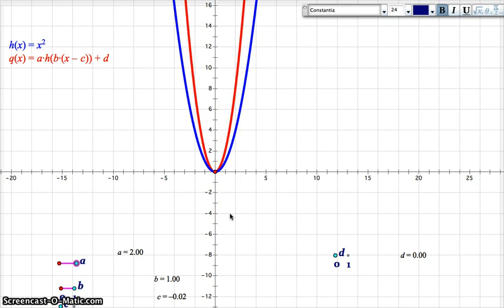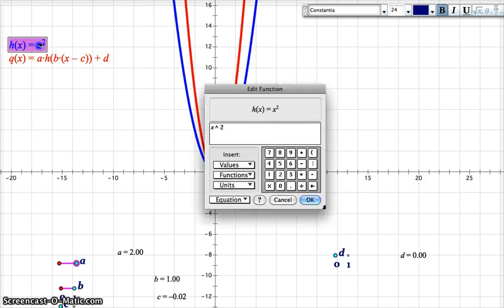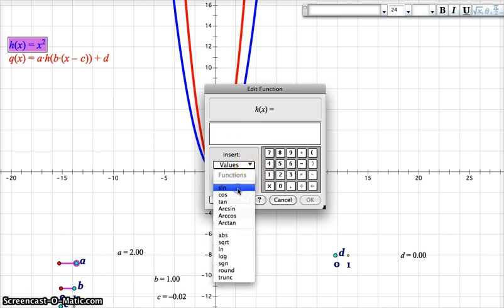It's a transformation in the vertical axis, and it's stretching it. It's much easier to see this transformation if we change our function, and instead of using the x squared function, we use the function sine of x.